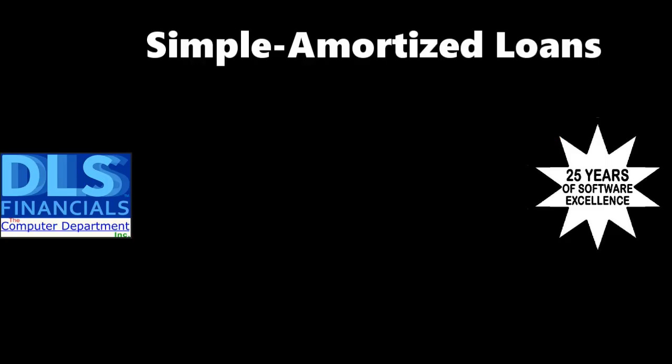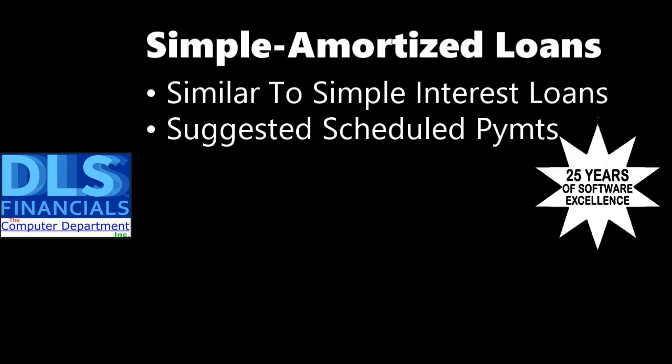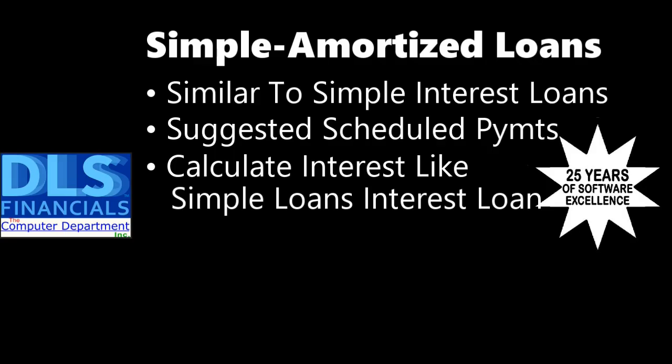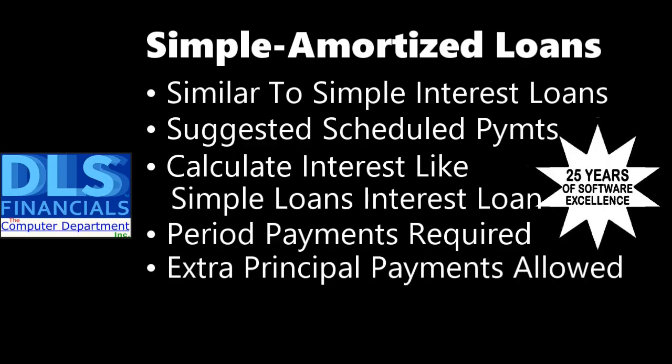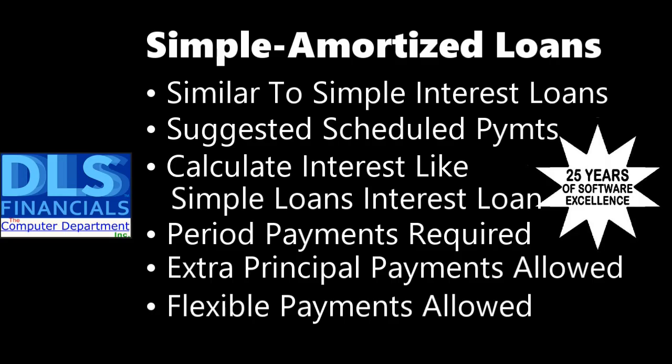Simple amortized loans are simple interest loans with a suggested payment schedule. It is called a suggested payment schedule because the interest is calculated like in the simple interest loan, from transaction to transaction. There is a required payment due each period, and the schedule will show that, but the interest in the schedule will only be true if they make the required payment only, and on the exact date that the schedule says to pay it. Any extra principal, late payments, early payments, or other situations will cause the printed schedule to be wrong over time.